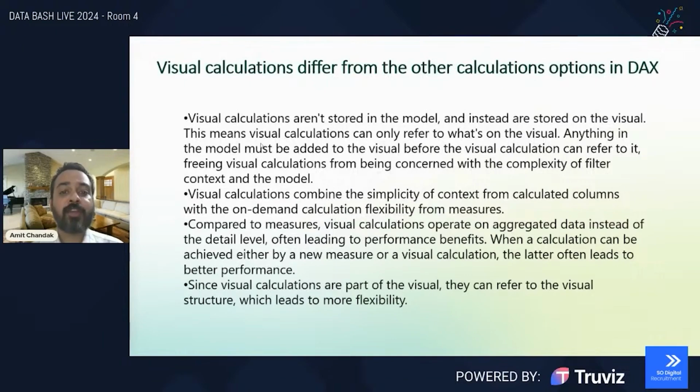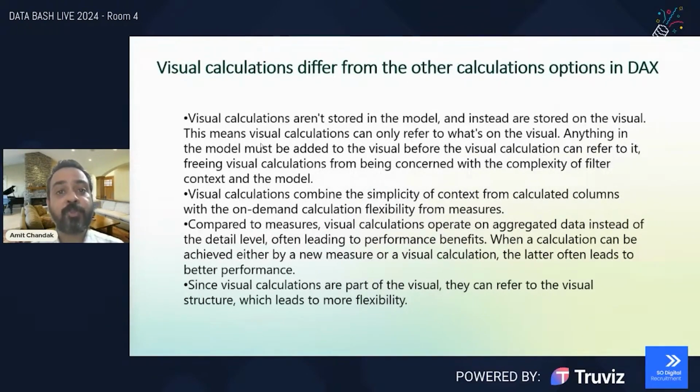Now, how are visual calculations different from other DAX calculations? First of all, visual calculations are not stored in the model. Instead, they are stored at the visual level, so they are very specific to the visual. The visual calculations can only refer to what's on the visual. So let's say if you have a few measures or calculated columns on the visual, your visual calculation can only use those. It cannot go beyond that, neither the column boundary nor the row data boundary.